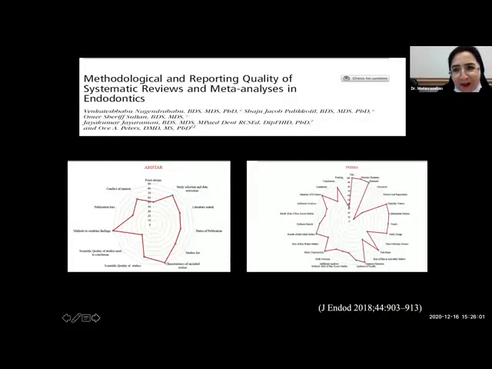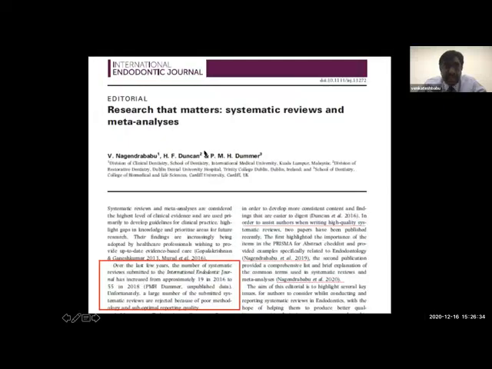It was great. I suggest reading this particular paper as a beginner. Here we have accumulated the systematic reviews of endodontics, and then we appraised them based on methodological and reporting quality. We have said which parameters are very well addressed in endodontics and which are not addressed, so that they will know the importance of each point, which can be addressed in future.